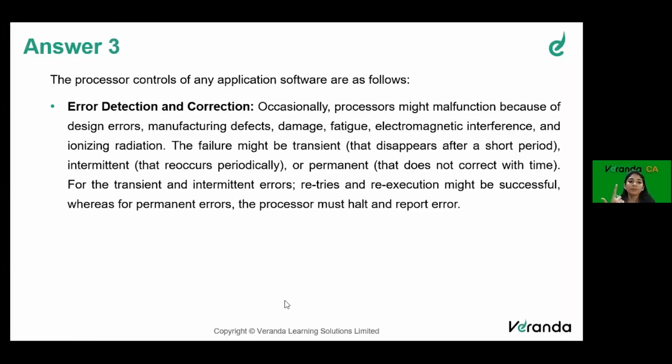So transient errors means errors that occur for a very short period; intermittent errors occur periodically, time and again; or permanent, meaning this error is there in the software and it's not getting corrected. So first you need to categorize your faults into three buckets: transient, intermittent, and permanent. You can understand this as your CA Foundation, Inter, and Final.